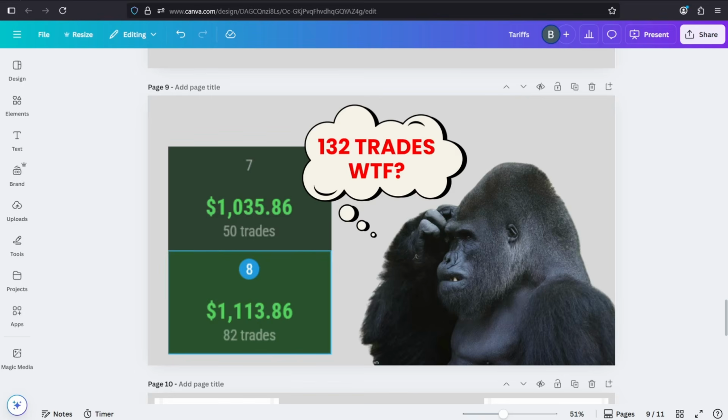I've made some adjustments to the London 50 trading model. If you think I'm an idiot for having this many trades, stick around for the video. At the end of it, you're going to be convinced to try this model.